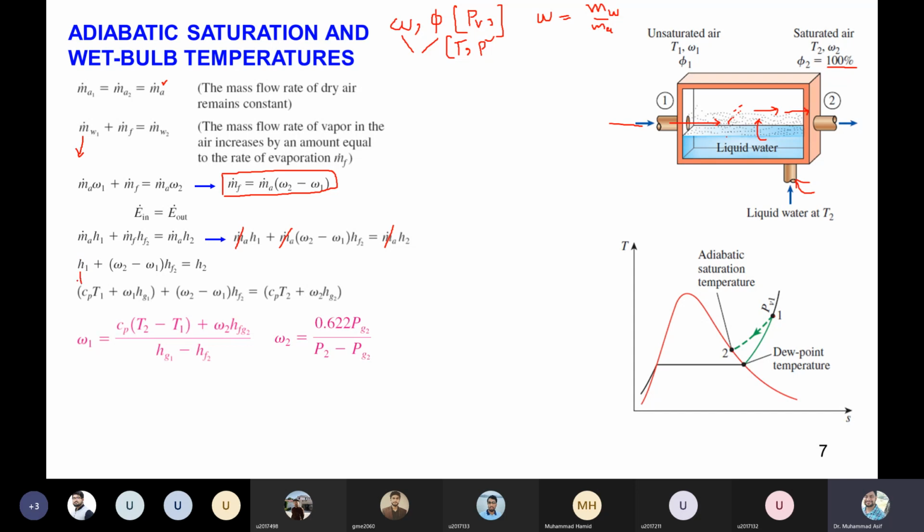Again, this is the enthalpy of the moisture. The enthalpy of the moisture means CpT1, the enthalpy of the dry air, plus the enthalpy of the water vapor, which is omega 1 Hg1. Similarly, we have omega 2 minus omega 1 into HF2. And similarly, the enthalpy of the moisture at point 2 will be CpT2 plus omega 2 Hg2. So from here, we can get the value of omega 1. If you simplify, omega 1 will be equal to this formula.